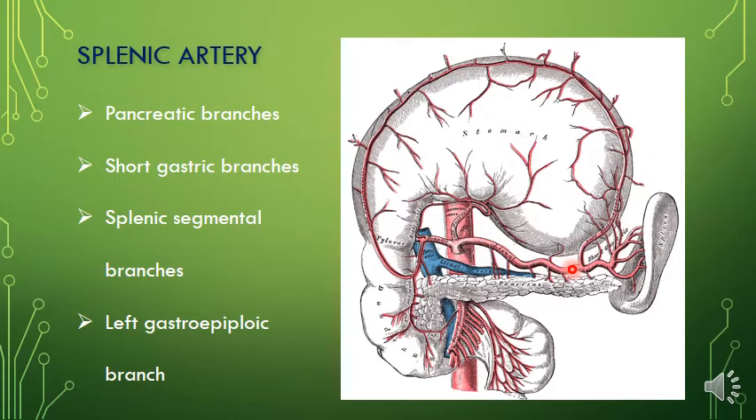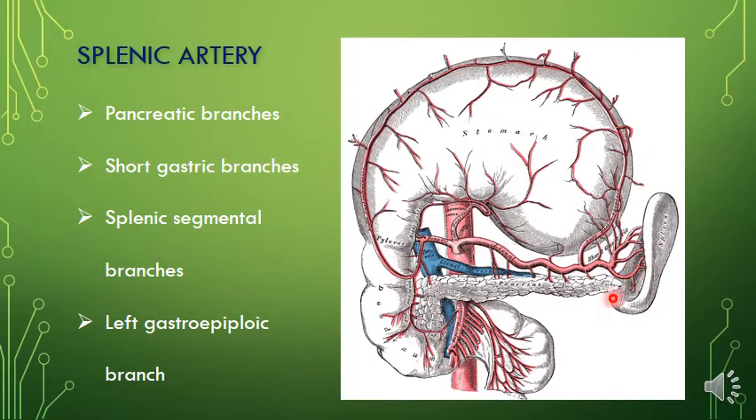So all these structures are called the stomach bed, which will be discussed later on. And the artery then enters between the two layers of the lieno-renal ligament. Lieno is related to the spleen and renal is related to the kidney.